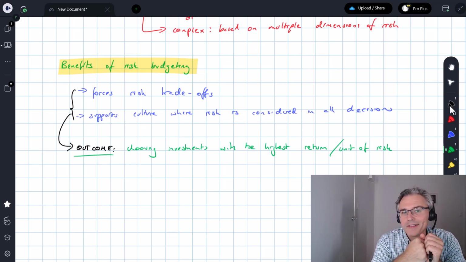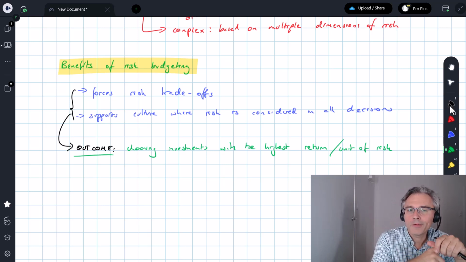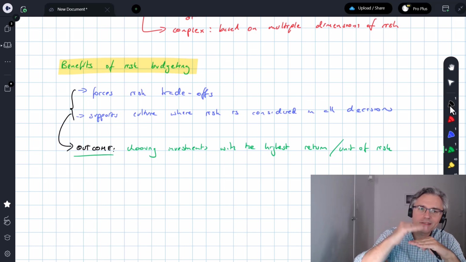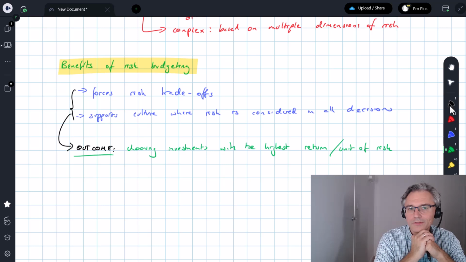This is very much what happens, for example, in banking, where you've got a limited amount of equity capital, which acts as your loss absorber, and you really need to put that equity capital to good use, and think about that trade-off.